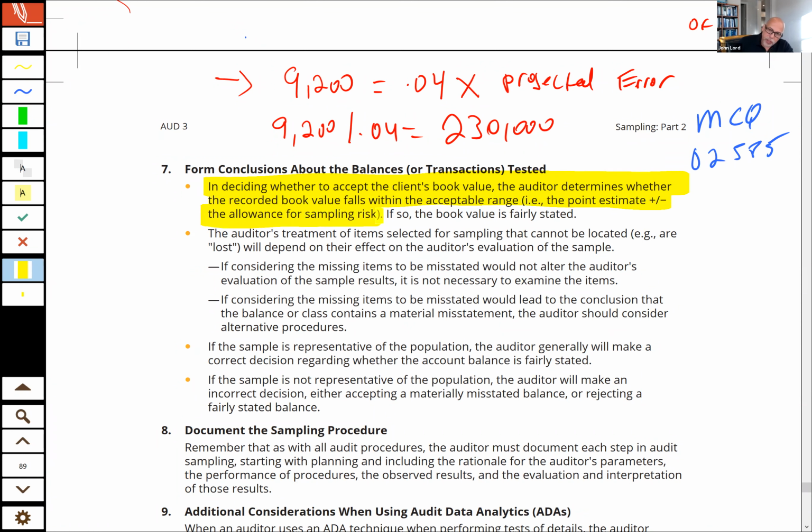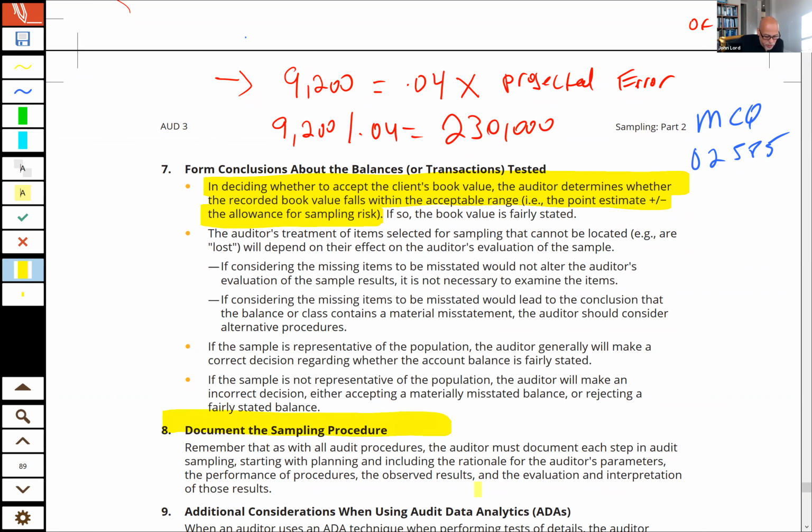And again, we bring in that allowance for sampling risk. If it falls within the tolerable misstatement, the auditor would accept the account balance. If not, the auditor is going to say, hey, I need an adjustment because there's an unacceptably high risk that my projected misstatement is exceeding my tolerable misstatement. Okay. And of course, you have to document the sampling procedure.